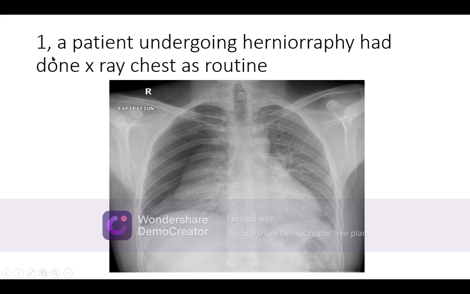This is the first X-ray. A patient undergoing herniorrhaphy had a chest X-ray done as routine. He has been referred to the medical OPD for fitness purposes. Now this is the first chest X-ray.